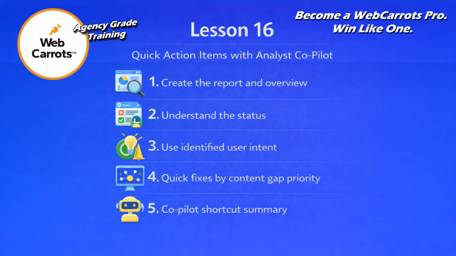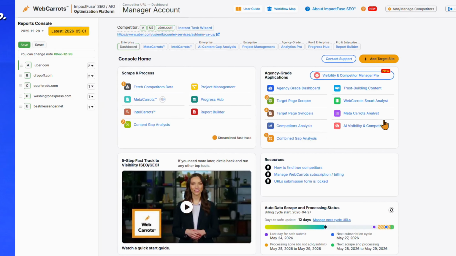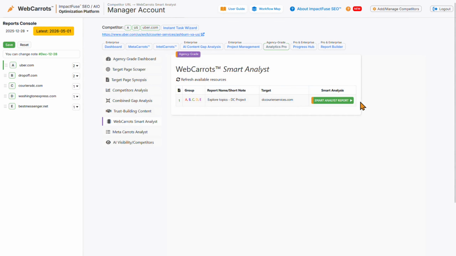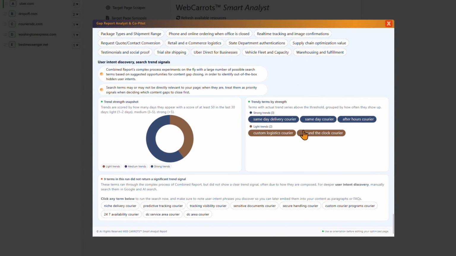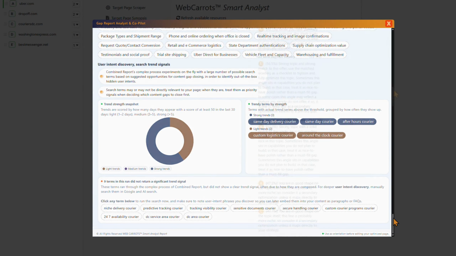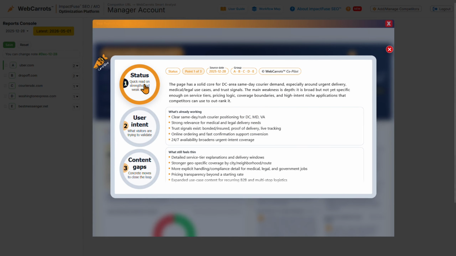Lesson 16. Learn how to create and review quick action items with Analyst Co-Pilot, including report status, identified user intent, content gap priorities, quick fixes, and shortcut summaries. The Co-Pilot is a quick executive layer on top of the full combined Smart Report. Instead of making you read every score, topic, trend, and competitor signal manually, it turns the report into 3 clear points: status, user intent, and content gaps.